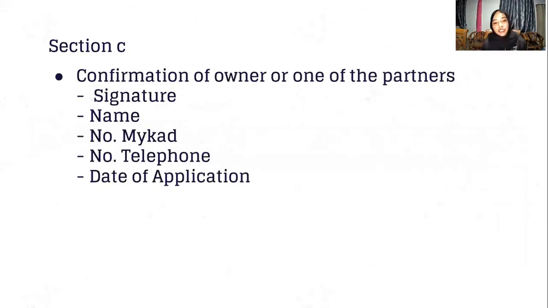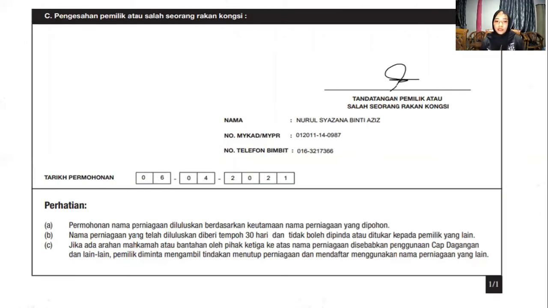So next, in section 3, the last section, the form needs a confirmation from the owner or one of our partners, which requires a signature, the name, identity card number, which is IC, telephone number, and the date of application. Here we have our member Nurul Syazana Binti Aziz as our confirmation, who has signed the attendance, signed the confirmation and the details, and also the date of the application.